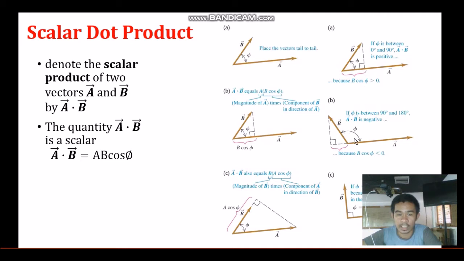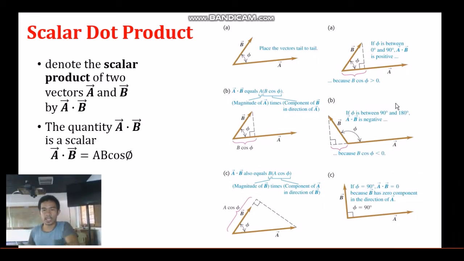And then what if the angle between vector A and vector B is less than 90 but greater than 0. Now, in the case where the angle between vector A and vector B is greater than 90 degrees but less than 180, then the scalar dot product of these two vectors is negative. Why? The cosine of an angle between 90 degrees and 180 degrees is negative.